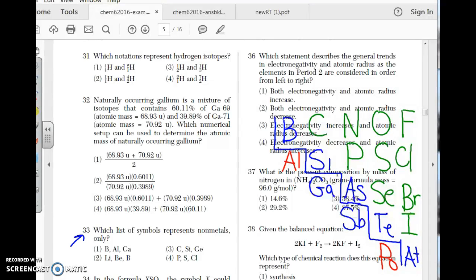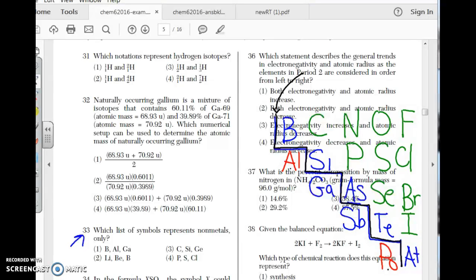Question 33, which list of symbols represents non-metals only? Well, notice what I did. I made a little sketch of the staircase and the neighboring elements from the periodic table. Remember, the staircase indicates where we find the divide between metals and non-metals. And of course, those blue elements on the staircase are ones that we call metalloids. Remember, Al and Po are also on the staircase, but they're special, they're metals.